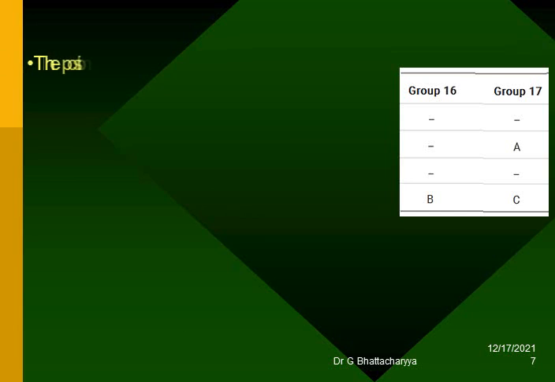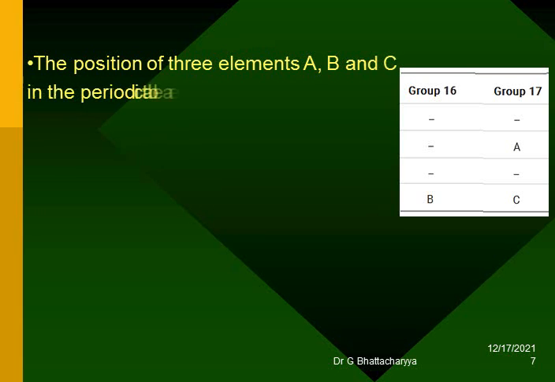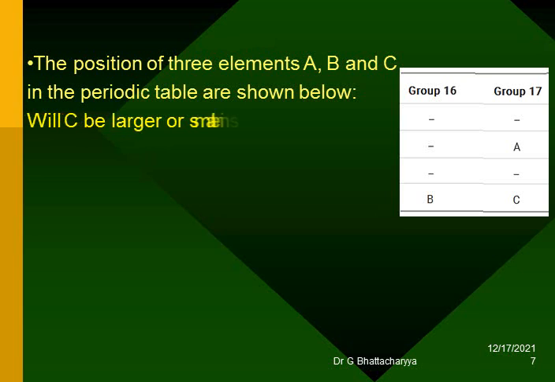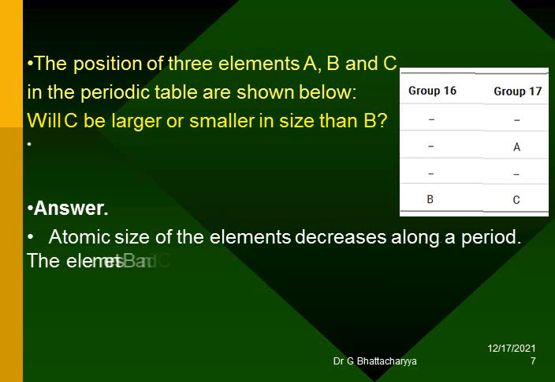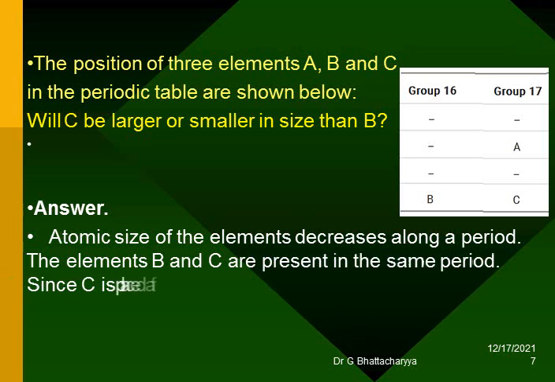The positions of 3 elements A, B and C in the periodic table are shown below. Will C be larger or smaller in size than B? Answer. Atomic size of the elements decreases along a period. The elements B and C are present in the same period. Since C is placed after B, the size of the element C is less than that of B.